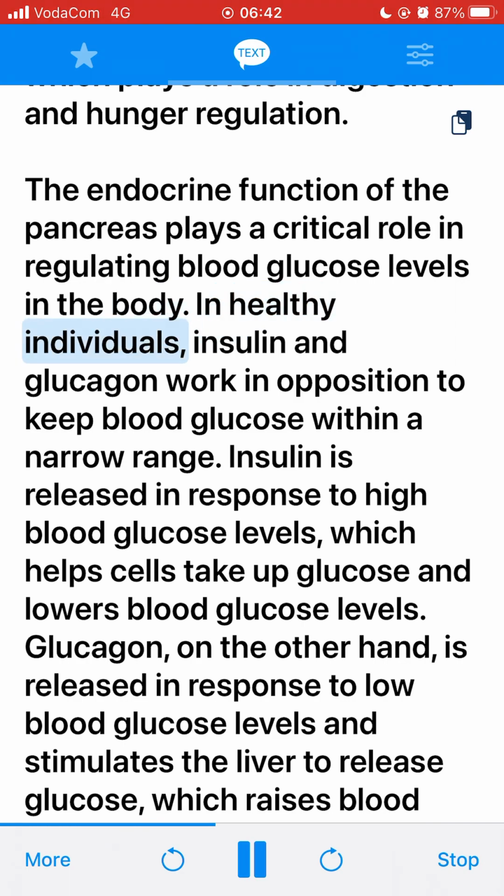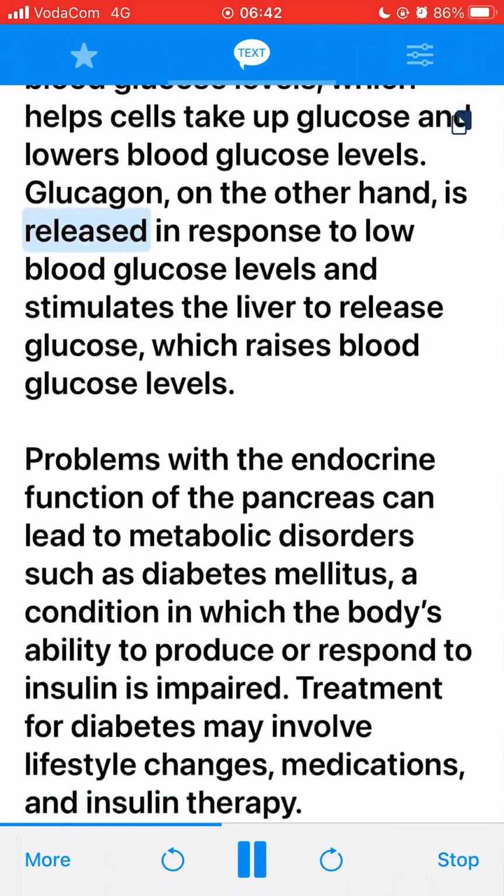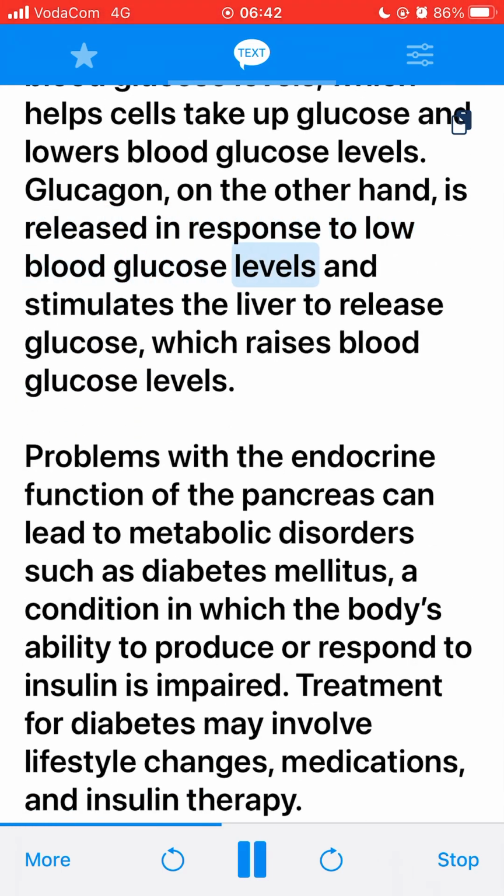In healthy individuals, insulin and glucagon work in opposition to keep blood glucose within a narrow range. Insulin is released in response to high blood glucose levels, which helps cells take up glucose and lowers blood glucose levels. Glucagon, on the other hand, is released in response to low blood glucose levels and stimulates the liver to release glucose, which raises blood glucose levels.